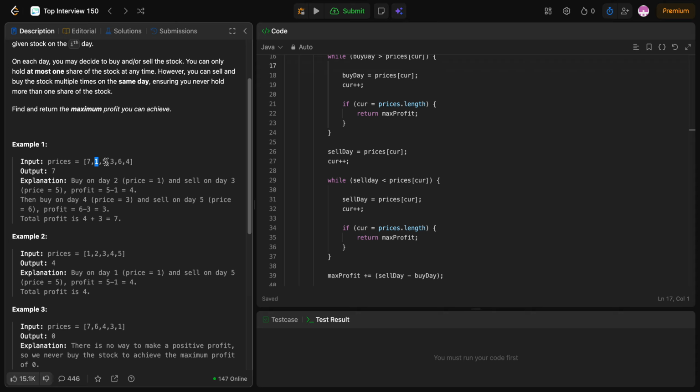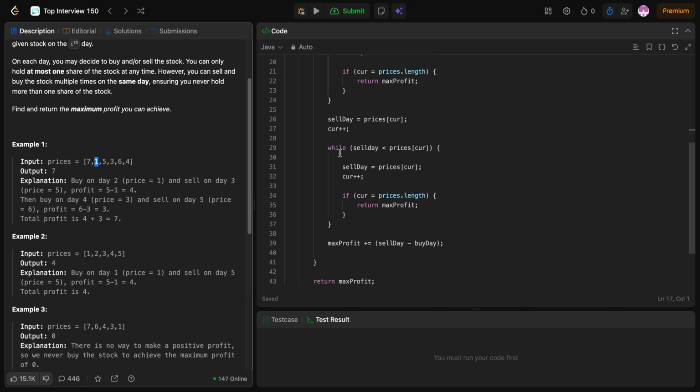So in this case, sell day is 5, then sell day is not smaller than the next day, so it would never enter that loop. So now we have buy day is 1, sell day is 5. And then finally we get the max profit. So we add to the max profit. So then 5 minus 1 is 4. So we would add 4 to the profit.